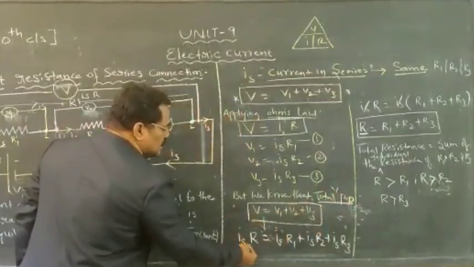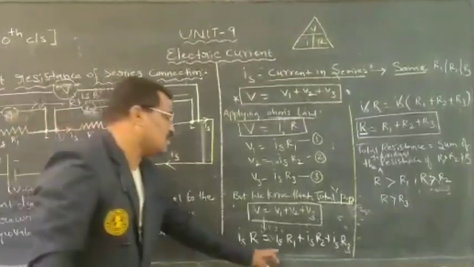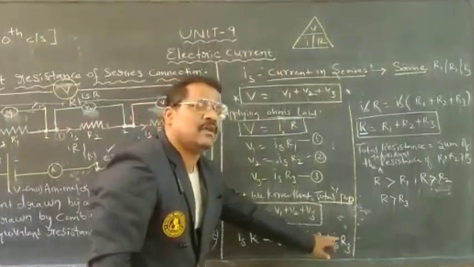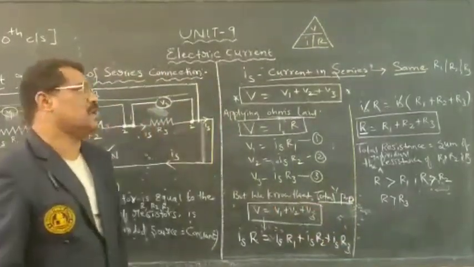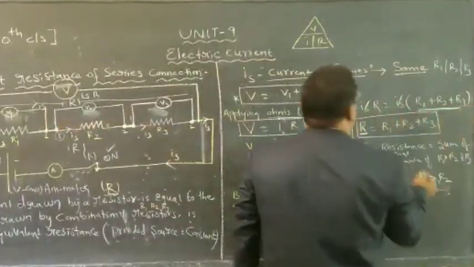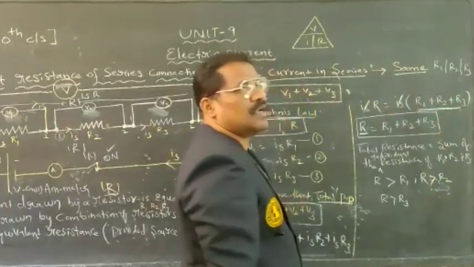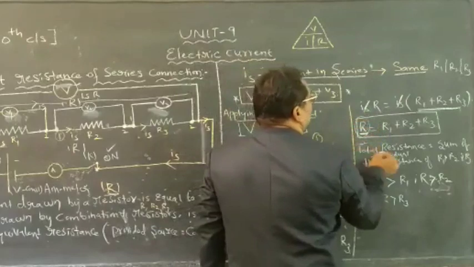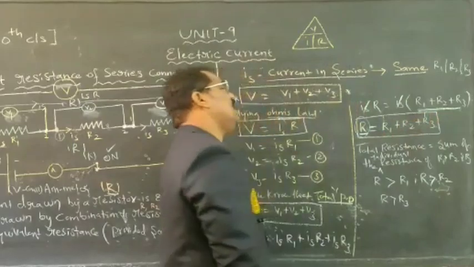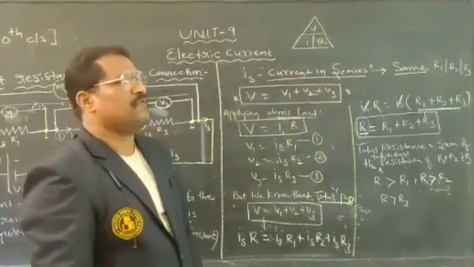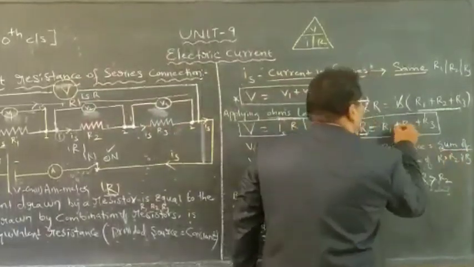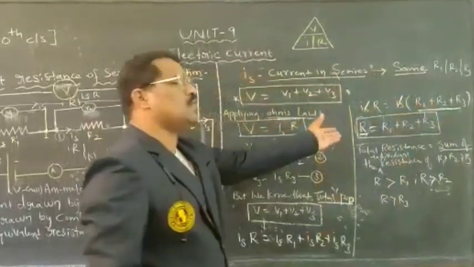Applied here, IS into total resistance R is equal to IS of the first resistance wire plus IS of the second resistance wire plus IS of the third resistance wire. Then take IS common here, and R1 plus R2 plus R3 will come up. The same current IS will get cancelled out. The total resistance of the wire is nothing but the combination of resistance wire R1, R2 as well as R3. Therefore, the total resistance is the sum of the individual resistances R1 plus R2 plus R3.